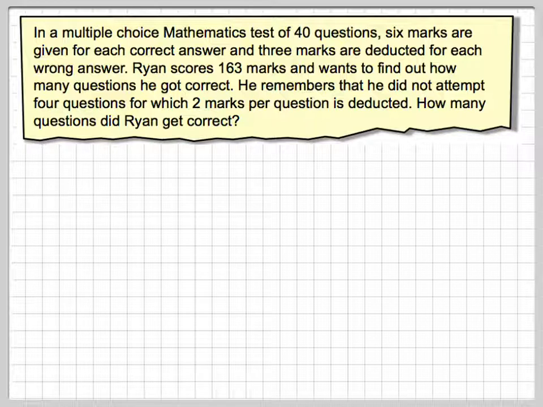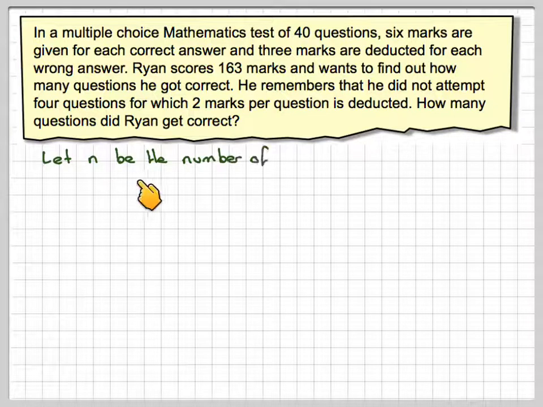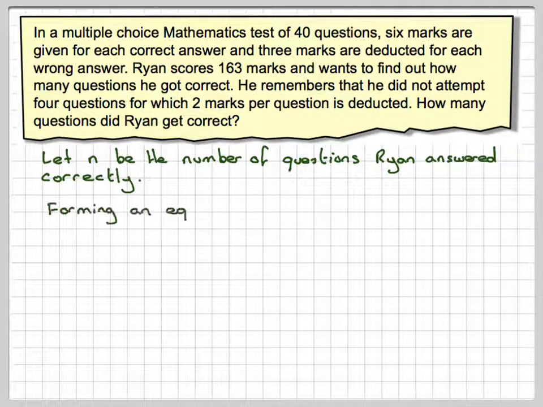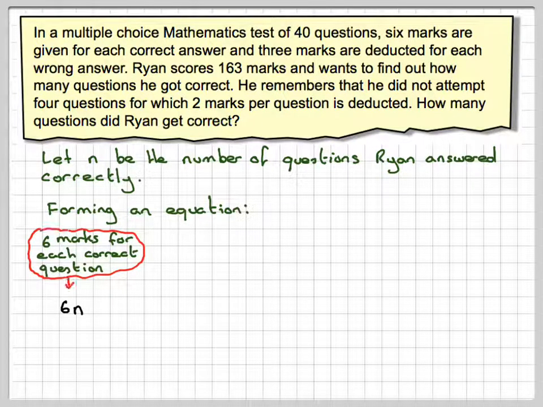Okay, so this type of problem can be solved by forming and solving an equation. If we let n be the number of questions Ryan answered correctly, we try to form an equation. For each one he answered correctly, he's going to get 6 marks, so 6 marks for each correct question. Now we know that he did not attempt 4 questions, for which he's going to lose 2 marks per question. So he's going to lose minus 2 times 4.